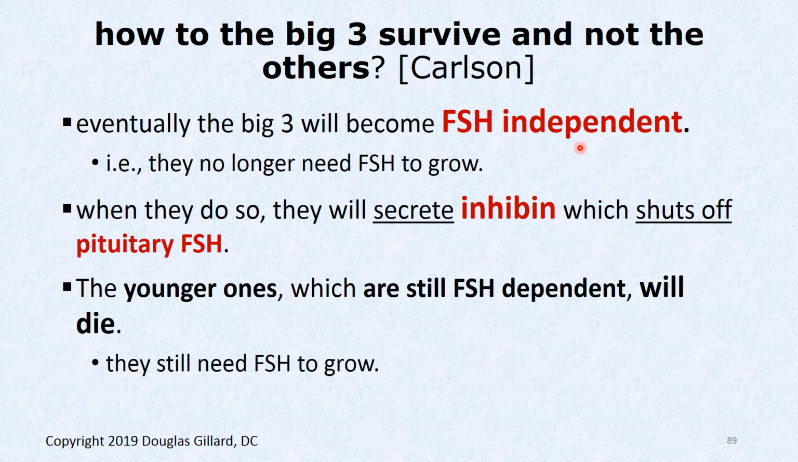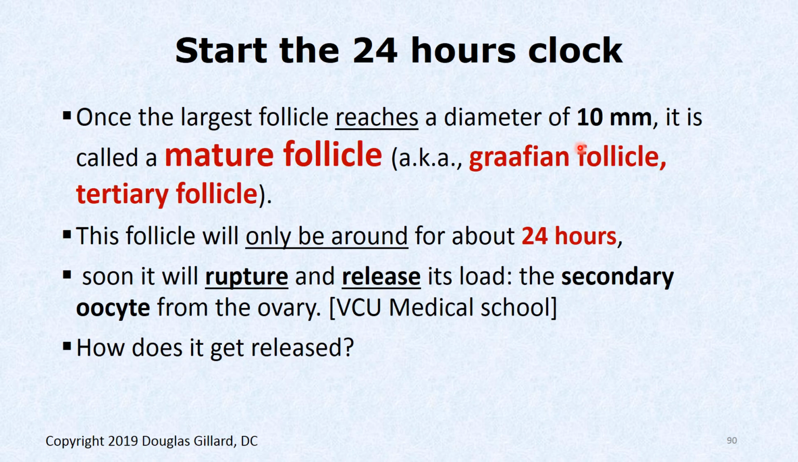Okay, so pretty sneaky. But now for our little story, we only got 3 big ones in the race. In fact, I think we whittled it down to 1 now. We have 1 big one. Once the largest follicle reaches 10 millimeters in size, that's probably, I'll take a guess, 16, 18 cells deep, it wins. And that one's going to be called the mature follicle. They're not going to say that on boards or in my class. They'll call it a Graafian follicle.